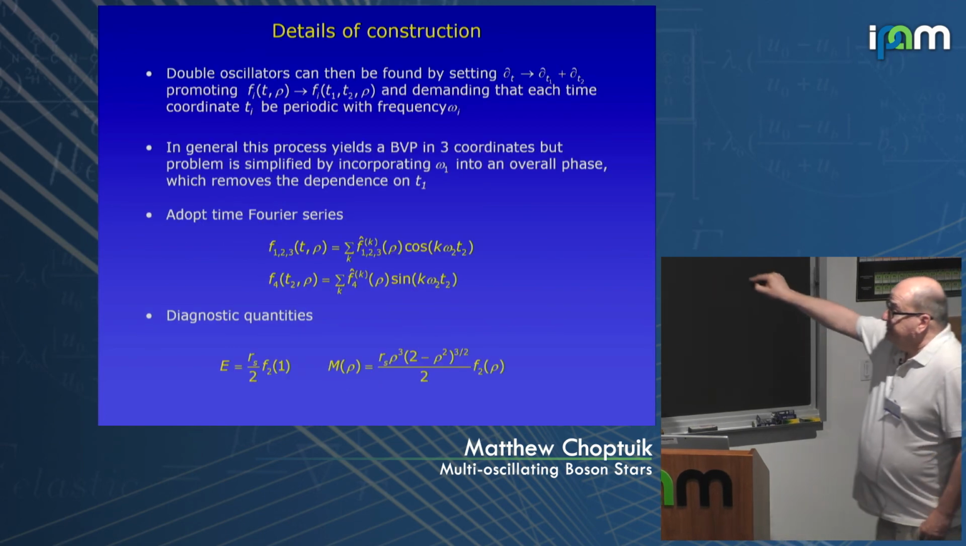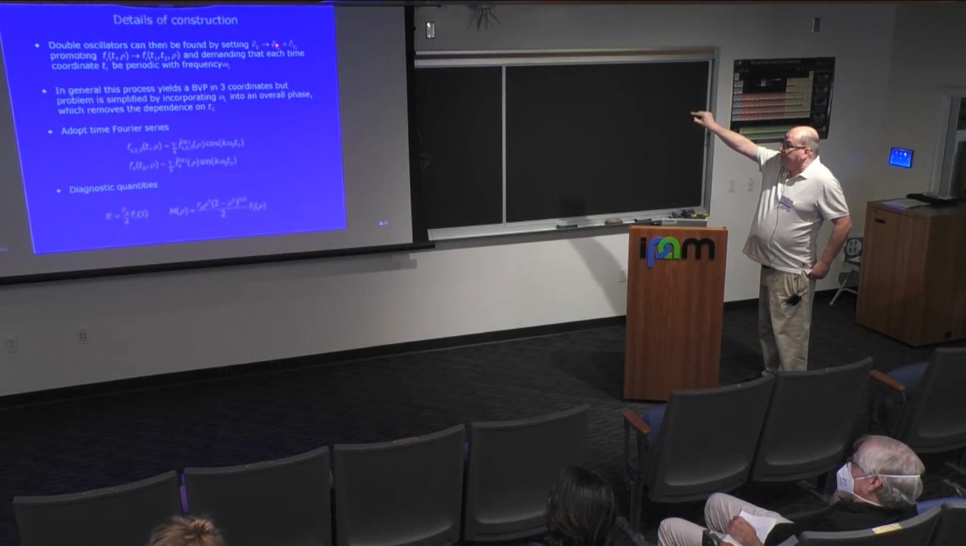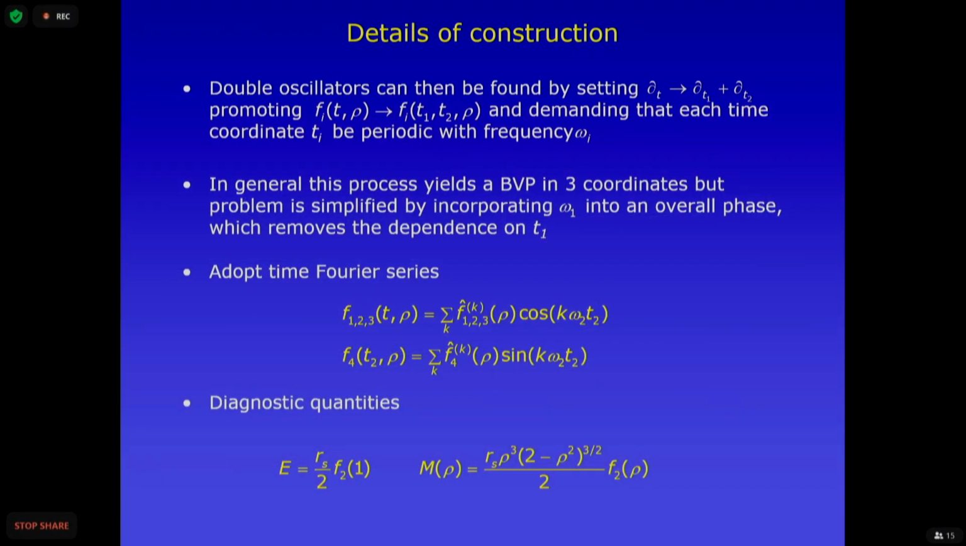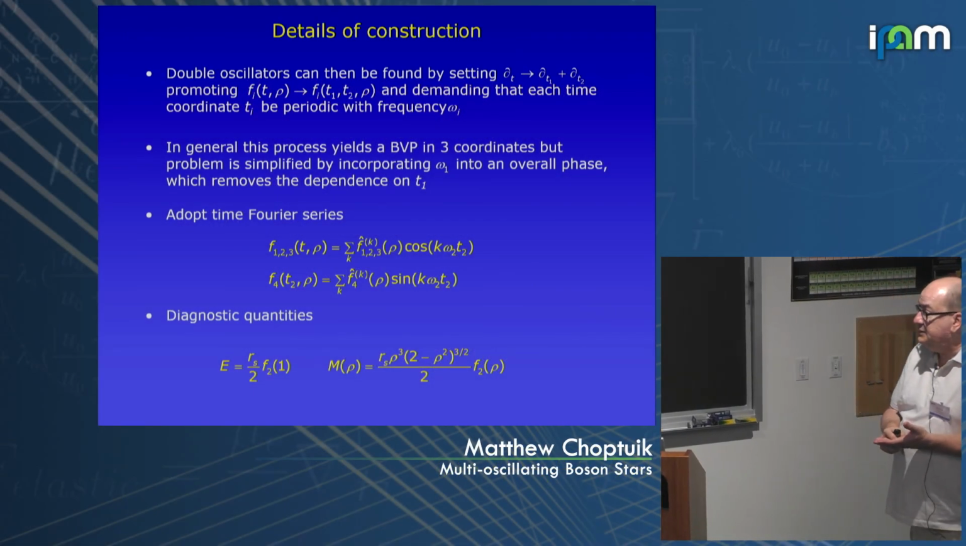So we can do the same scheme, the same business as we did before. We can set partial t to partial t1 plus partial t2, promote all the f_i's of t and rho to f_i's of t1 and t2 and rho, and then demand that each of the time coordinates be periodic with its frequency omega 1, omega i, I should say. So in general, we're going to get a boundary value problem in 3 coordinates using that process.